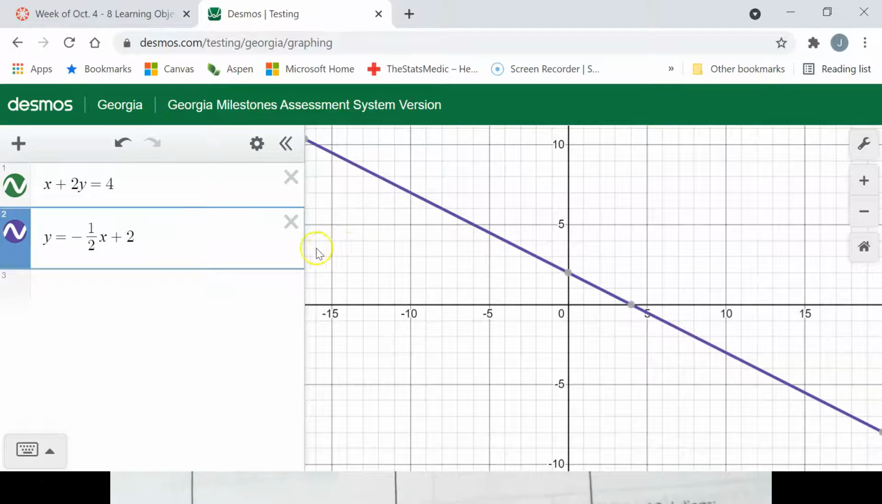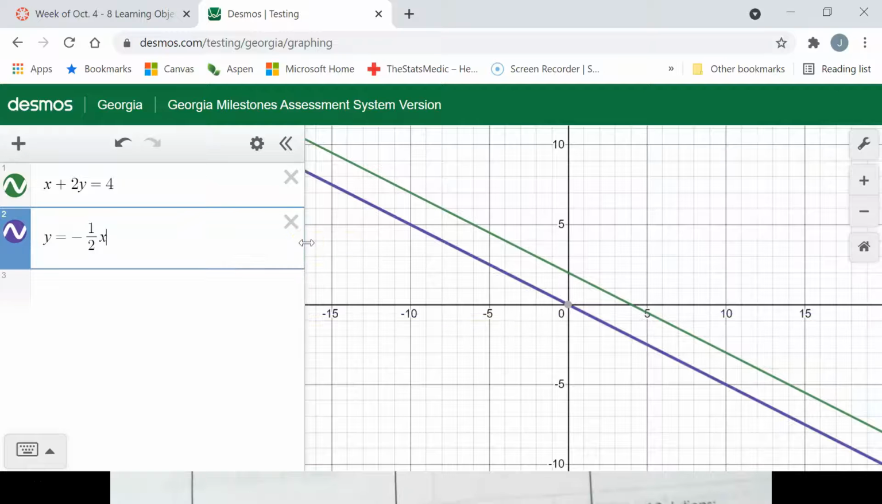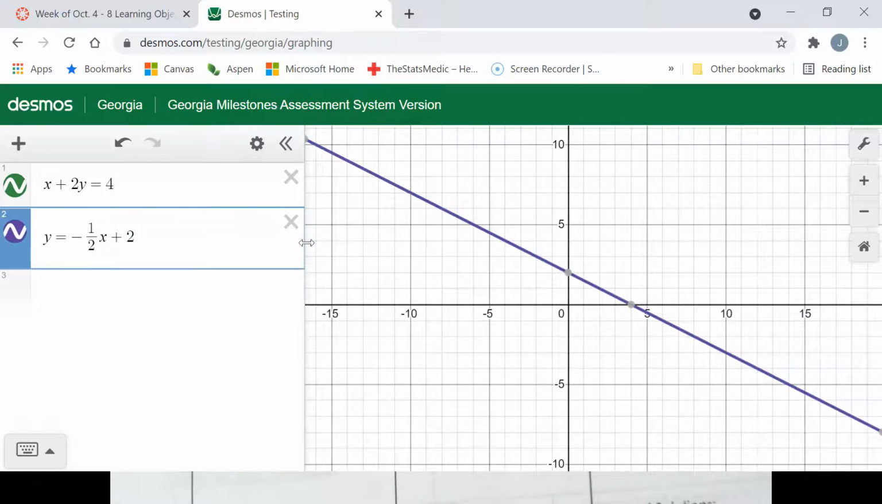Where'd the line go? Hold on. So look, we have the line there, and then I typed in plus 2 to finish the equation, and it disappeared. Well, what's really happened here, I'm going to click this blue circle right there. Click. Do you see how the line turns green? Now it turns blue. It's the same line. They're one on top of each other. That's why we can't see it.